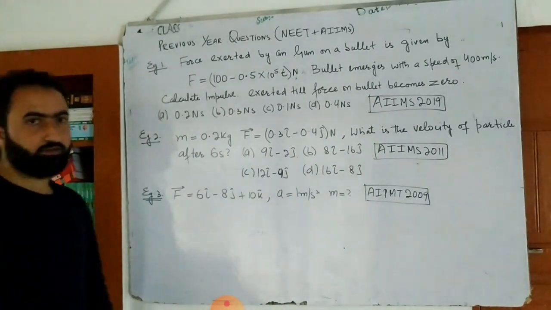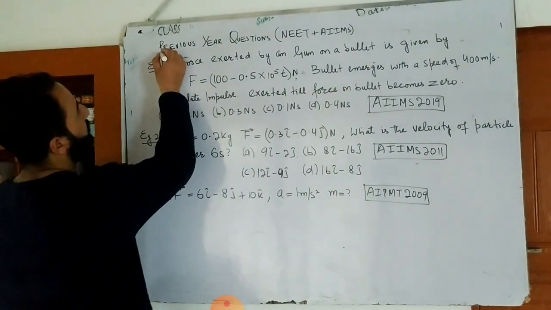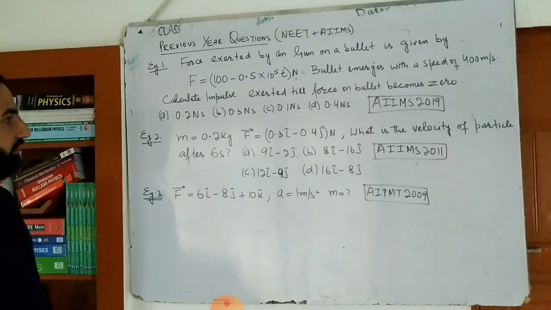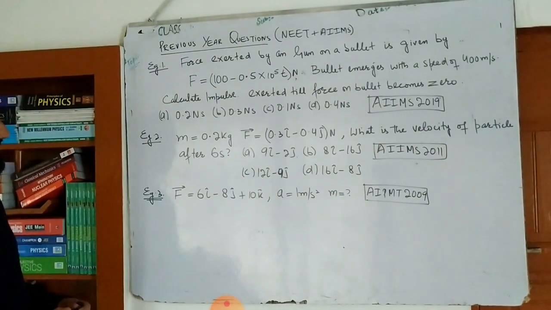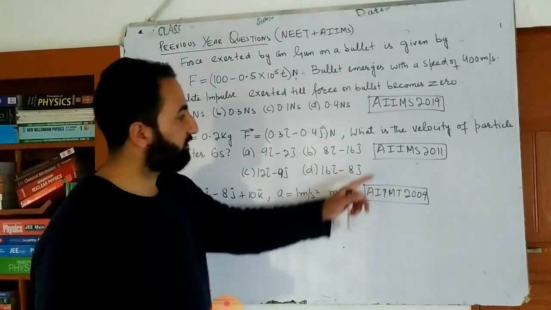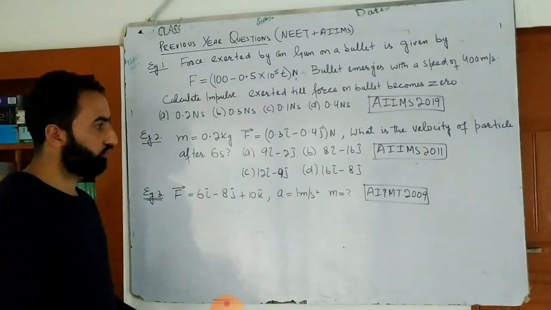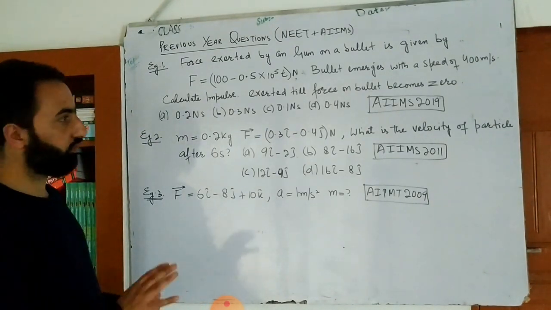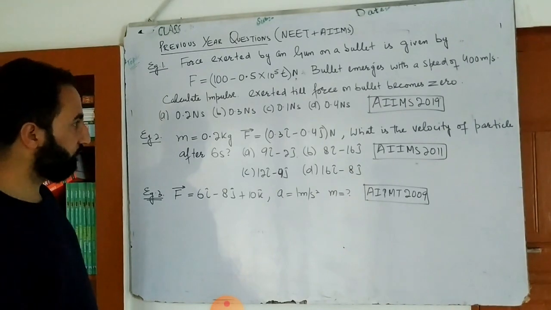Hello dear students. We have some previous year questions which were asked in NEET and AIIMS. First of all, pause the screen and write down all these questions. Three questions are there. Question number 1 was asked in AIIMS 2019, question number 2 in AIIMS 2011, and question number 3 in AIPMT 2009. Pause the screen and write down all these questions, then we'll solve them.